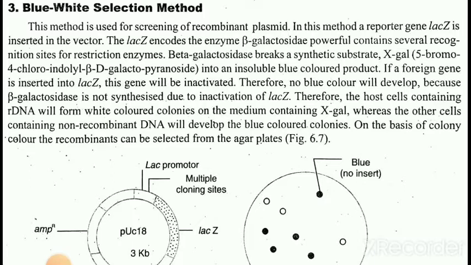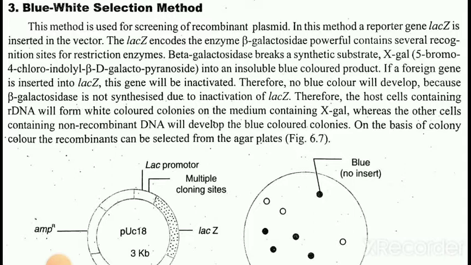Beta-galactosidase breaks a synthetic substrate, X-gal (5-bromo-4-chloroindolyl-β-D-galactopyranoside), into an insoluble blue colored product. If a foreign gene is inserted into lacZ, this gene will be inactivated. Therefore, no blue color will develop, because β-galactosidase is not synthesized due to inactivation of lacZ.